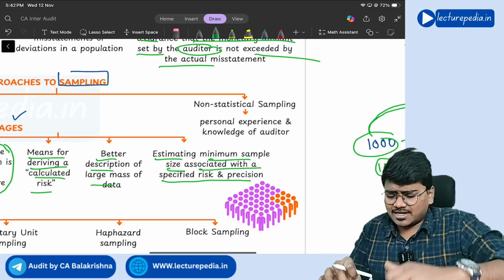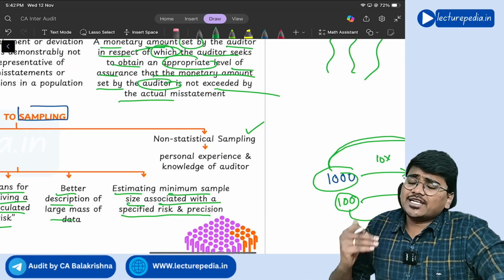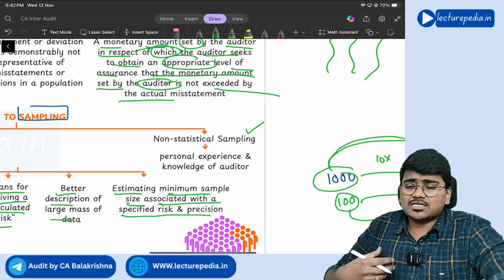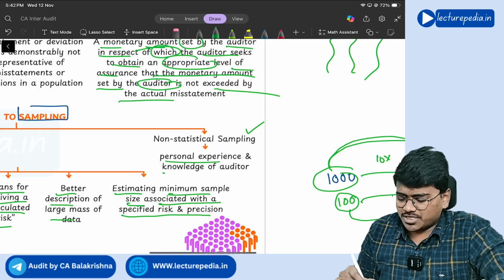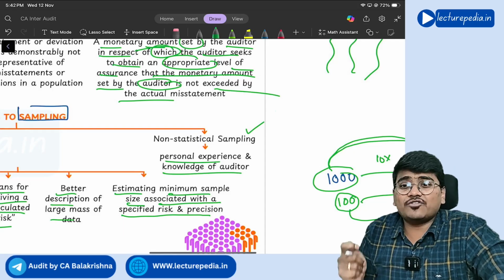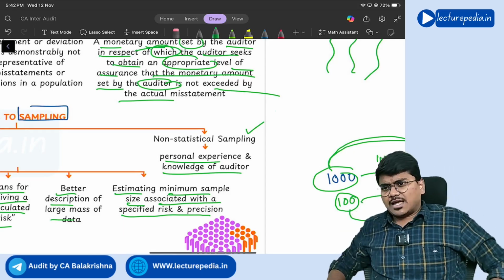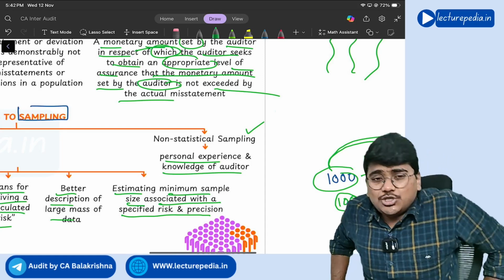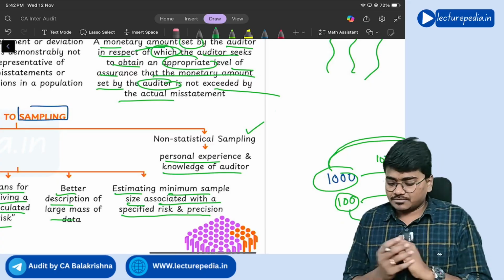On the other hand, non-statistical sampling is non-scientific. It involves personal bias, personal knowledge and judgment of the auditor. Personal experience and knowledge of the auditor is required for non-statistical sampling. Generally, non-statistical sampling is not used that much. It is not widely accepted.